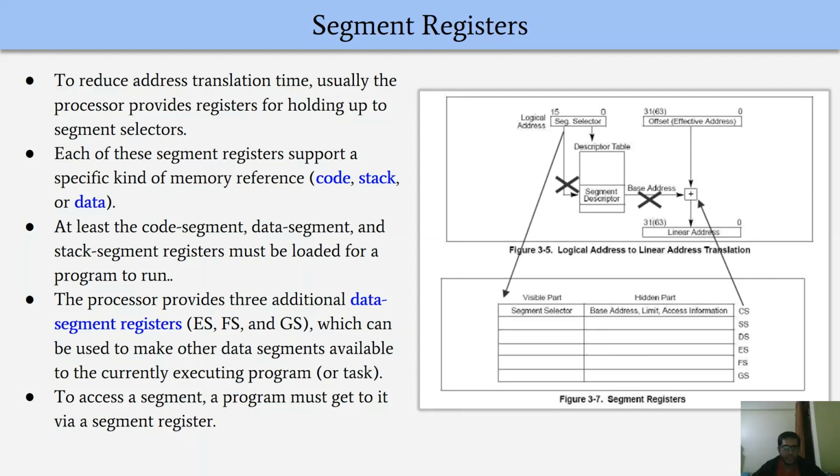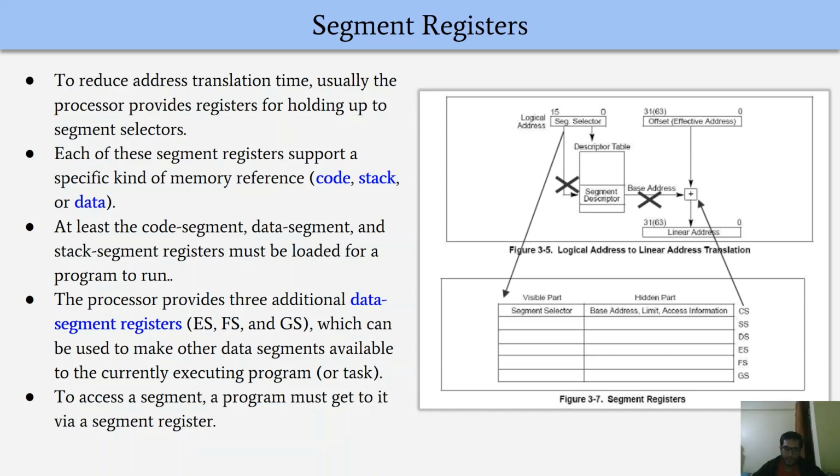Segment registers. To reduce the address translation time, usually the processor provides registers for holding up to six segment selectors. That is, we replace this business of doing the translation and adding it to the offset. We simply provide a set of segment registers which can be looked up immediately by the operating system and the corresponding information retrieved. Each of these segment registers supports a specific kind of memory reference: code, stack, and data segment registers. These must be loaded for a program to run. Additionally, the processor provides data segment registers known as ES, FS, and GS, which can be used to make other data segments available to the currently executing program.